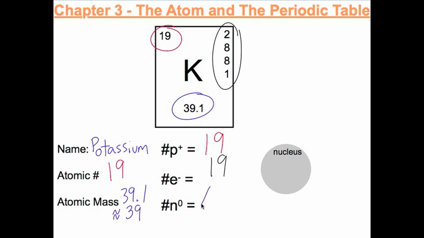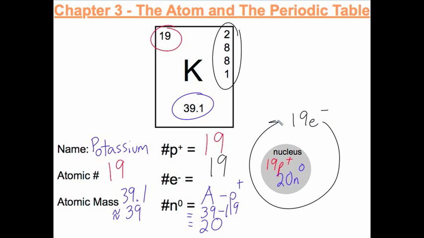To find the number of neutrons, we take the atomic mass and we subtract the number of protons. So we take 39 minus 19 is 20. The protons are in the nucleus. The neutrons are also in the nucleus, while the electrons orbit around the outside. We said in the previous video that the 19 electrons orbit around.